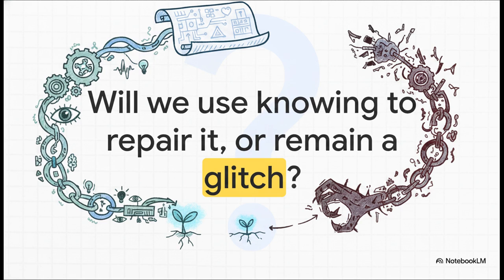Or will we stubbornly remain the glitch in the system, taking until there's just nothing left? The blueprint for a harmonious universe is already written. It's entirely up to us whether we decide to follow it.